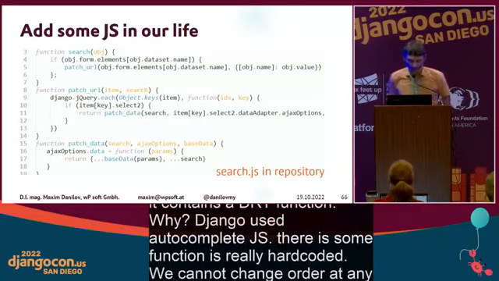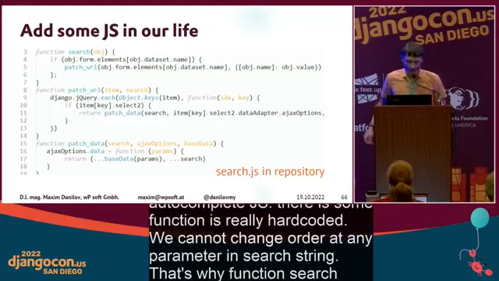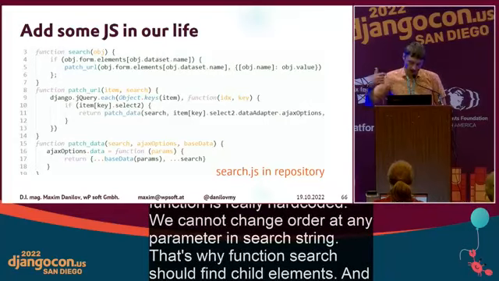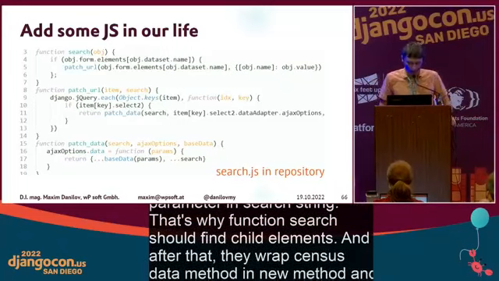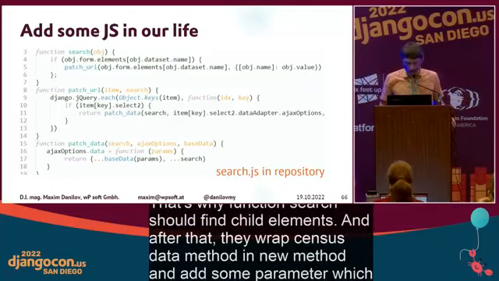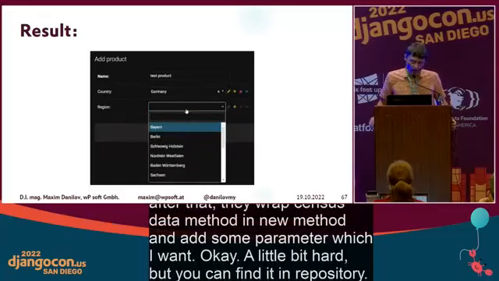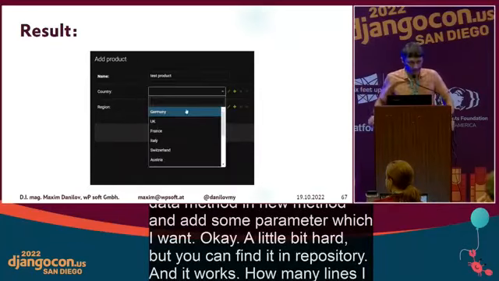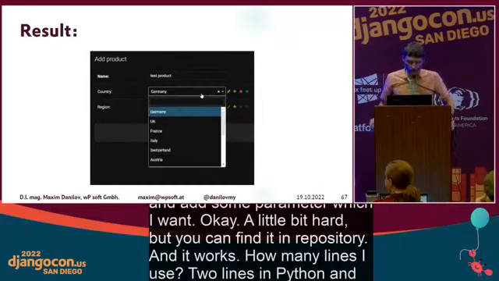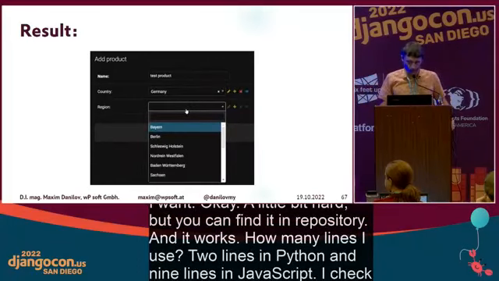That's why function search should find child elements, and after that wrap the send data method in a new method and add some parameter which I want. Okay, a little bit hard, but you can find it in the repository, and it works. How many lines do I use? 2 lines in Python and 9 lines in JavaScript. I check Germany, UK or something else, it works.